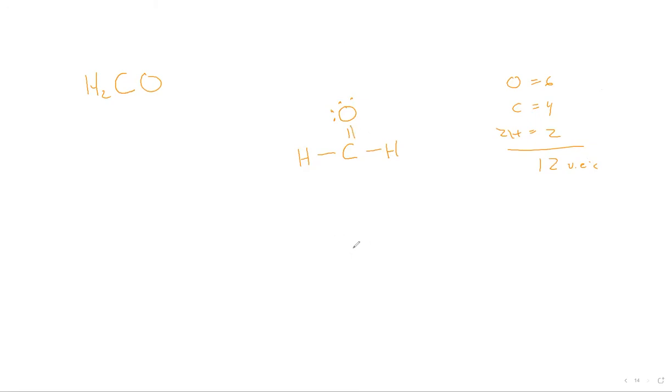And so what does that picture look like? It's trigonal planar, right? 3 electron domains. There are 3 bonding domains. A double bond counts the same as a single bond, so we have 3 bonding domains.